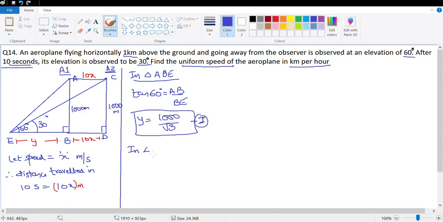So in triangle CDE, tan 30 degree would be equal to CD upon ED. Tan 30 degree is 1 upon root 3, which means root 3 into CD, which is 1000. So 1000 root 3 is equal to ED, which is Y plus 10x. That's my equation number.